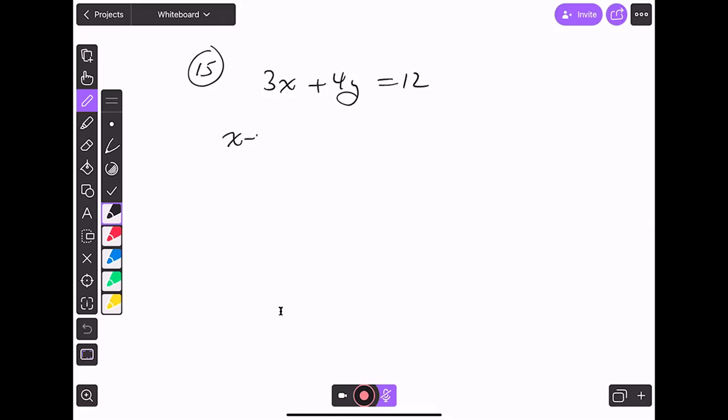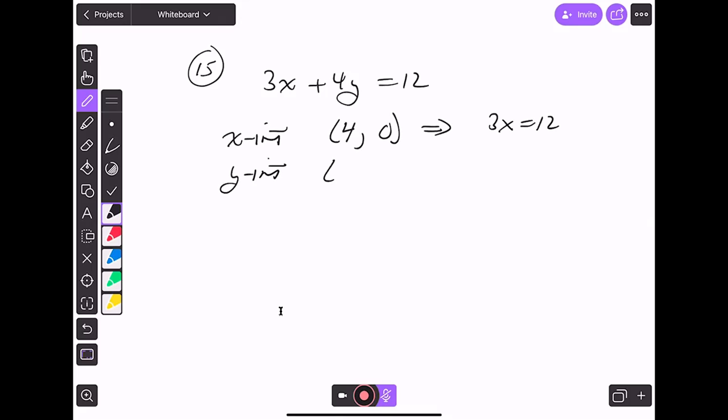So let's do x-intercept first. Did they say find it? How do you do that? You set the y to be 0. If you set y to be 0, you get 3x equals 12. Well, x would have to equal 4. That's done. Let's do y-intercept.